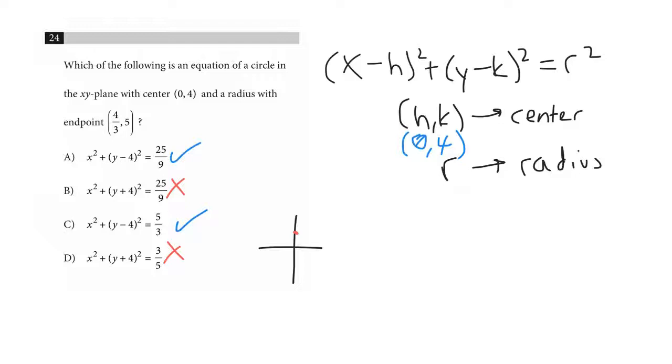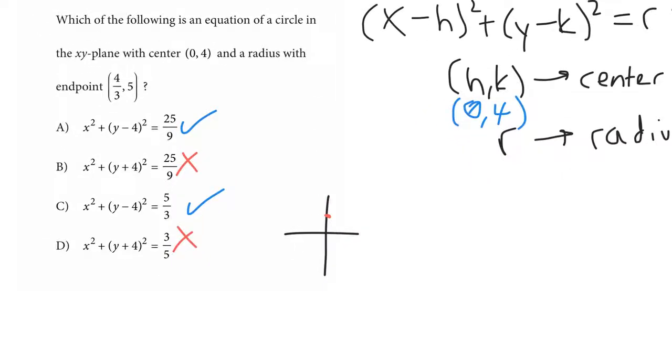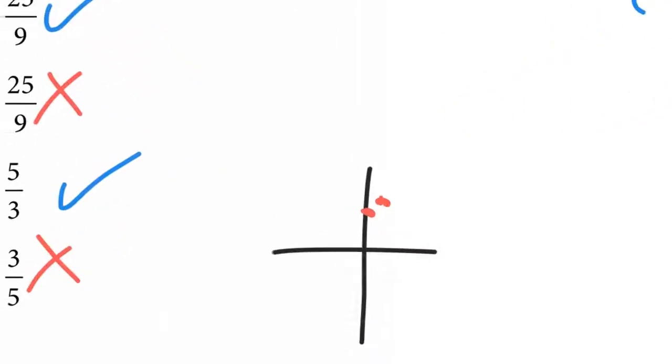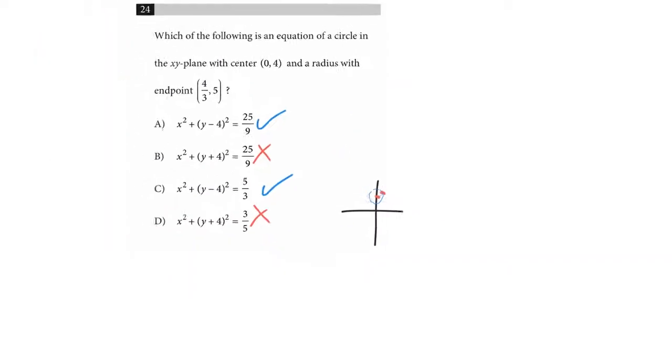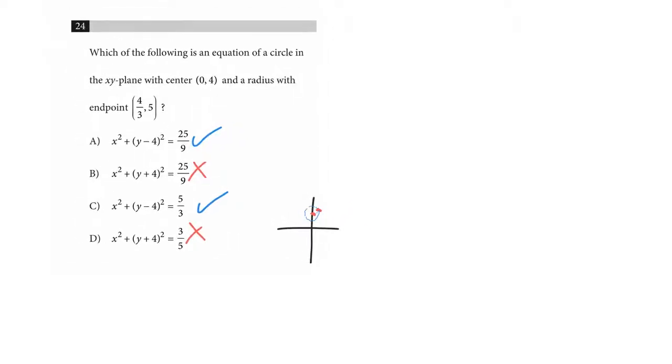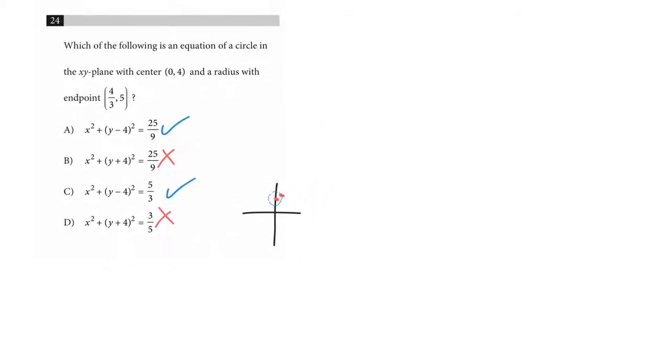So that would be around here. I wish this graph was better. This is the dinkiest little graph I've ever seen. But nonetheless, the circle goes around like that. So the radius is the distance between those two points. That's really what I'm getting at. So we could use the distance formula to figure it out, and the distance formula is this.